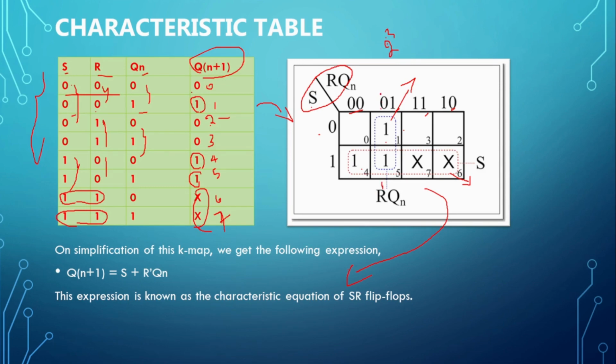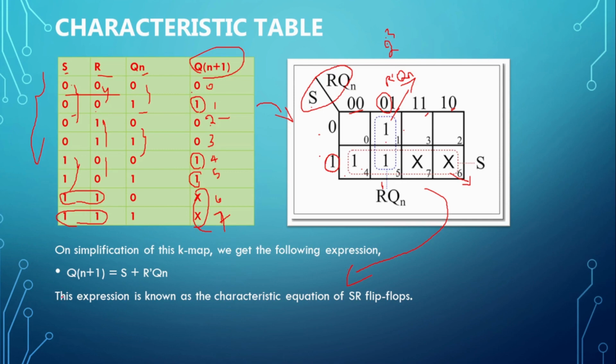Here the R value is 0 and the Qn value is 1. If we have a 0 value for an input variable, you need to mention that input variable with a dash, that is, the complement of that variable. That's why this is R dash, and the Qn value is 1, so you mention Qn as it is. And this is S because it is grouped when S equal to 1. That's why this is the S group.